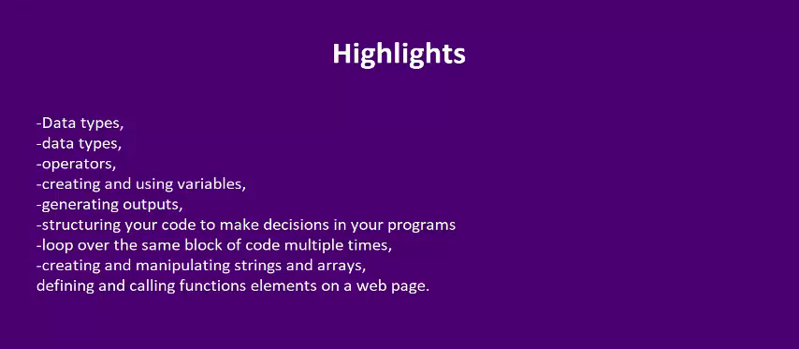In this part of the tutorial, we'll cover all the fundamentals of programming concepts, including data types, operations, creating and using variables, generating outputs, structuring your code to make decisions in your program, or to loop over the same blocks of code multiple times, creating and manipulating strings and arrays, defining and calling functions, and so on.